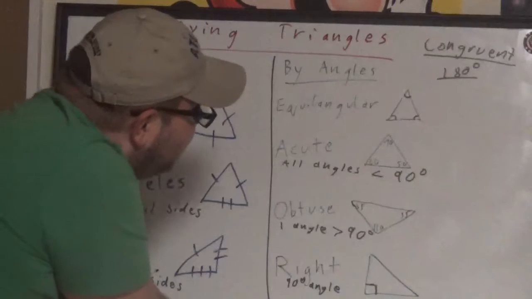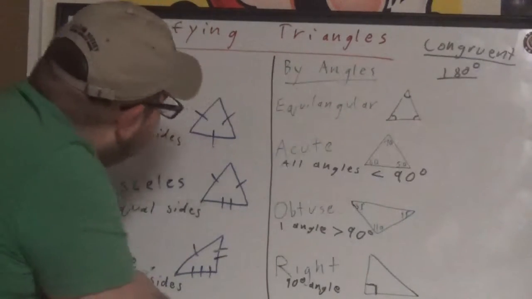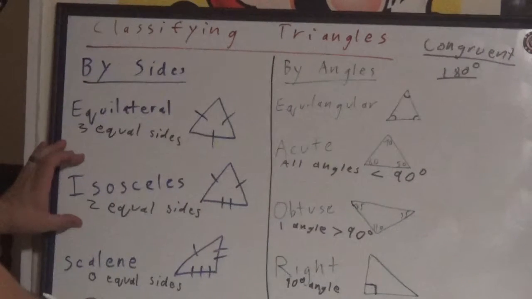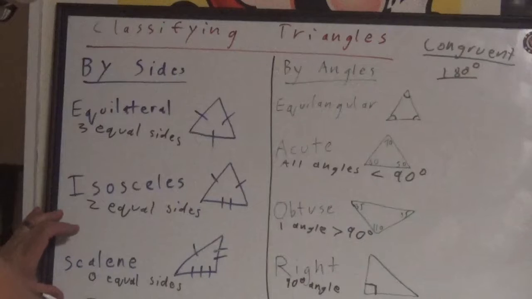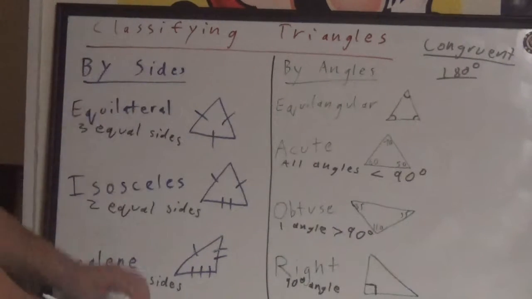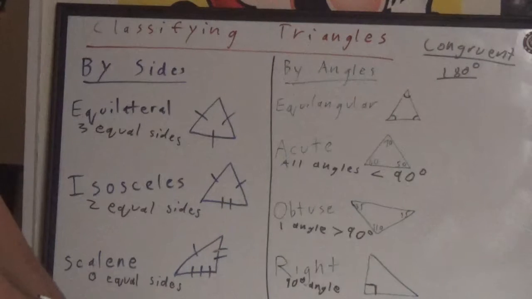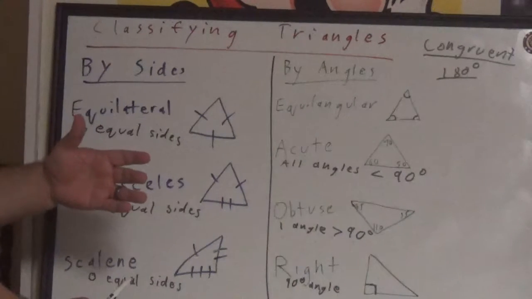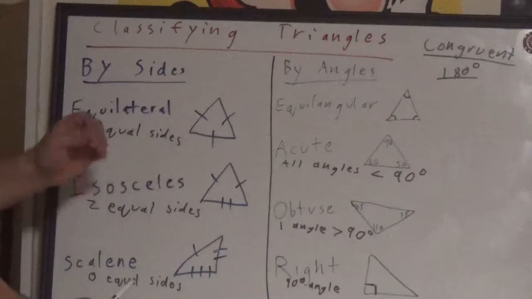So, in review, equilateral triangles, 3 equal sides. Isosceles triangle, 2 equal sides. Scalene triangle, 0 equal sides. That's by sides. By angles, equiangular, 3 equal angles. I didn't write that one because the definition is kind of in the name.